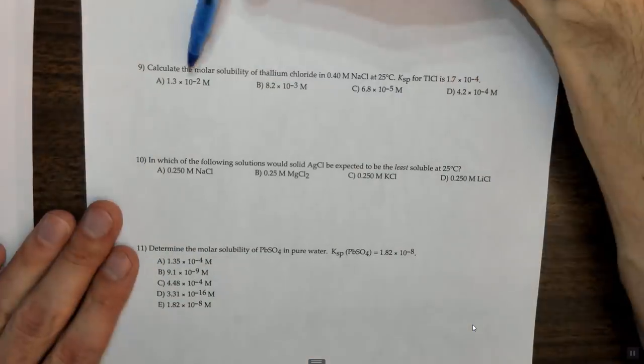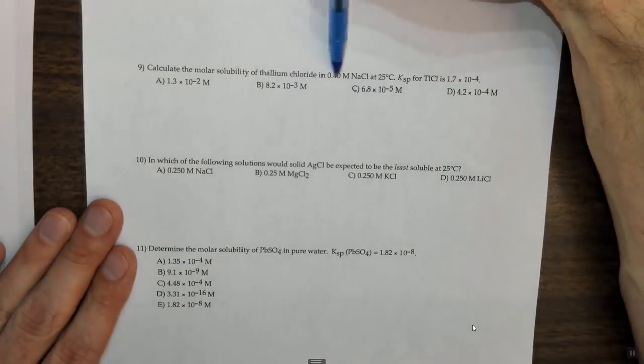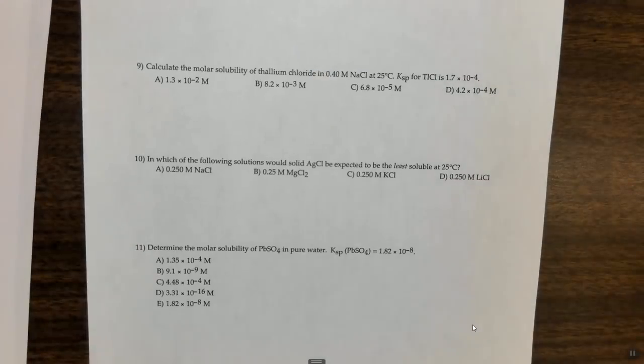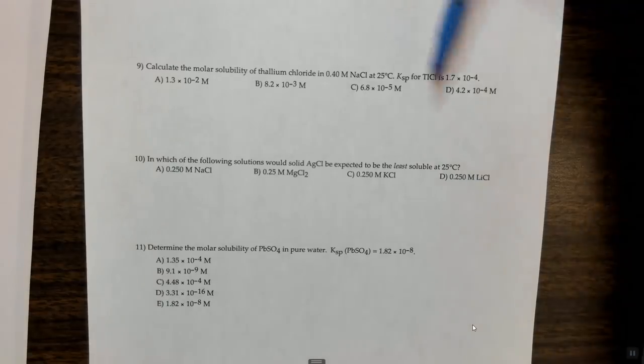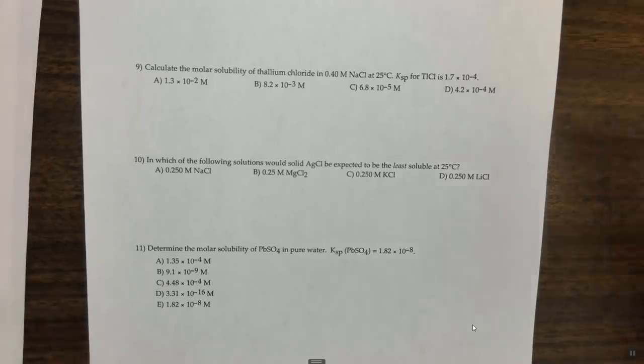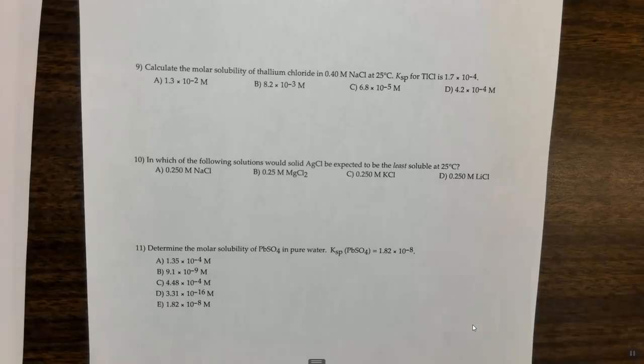Question number 9 says, calculate the molar solubility of thallium chloride in 0.4 molar NaCl at 25 degrees C, and it gives us the KSP for thallium chloride. So essentially here what we have is a common ion effect. Sodium chloride has chloride in it, and thallium chloride has chloride in it, so it's going to decrease the solubility of thallium chloride. And then it asks us for the molar solubility. So let's go ahead and do that.